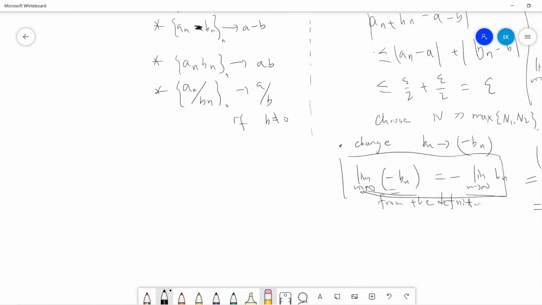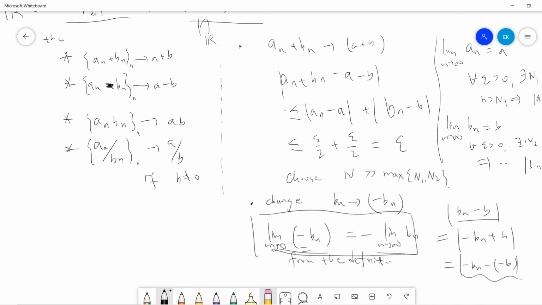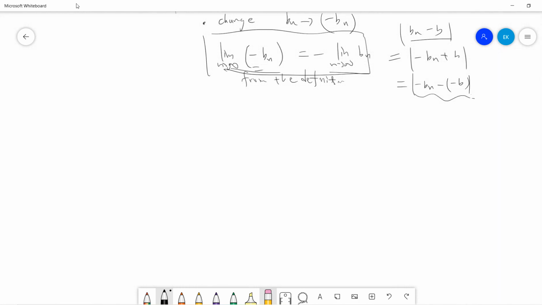Okay, so next we prove the third. The third is usually probably the difficult one, right? To prove the third, let's prove a lemma, which I think is easy to prove. The lemma is that if a_n converges to a, then a_n is bounded. Basically, a convergent sequence is always bounded. That means there is an M such that |a_n| is less than M.